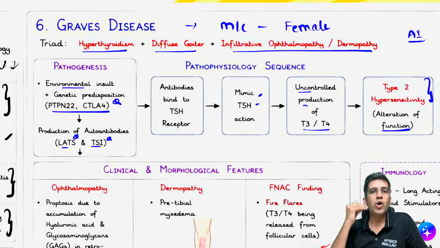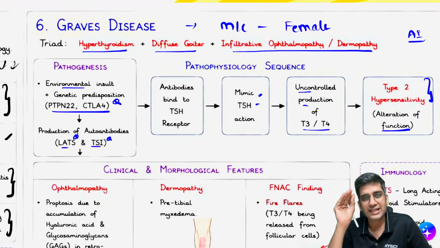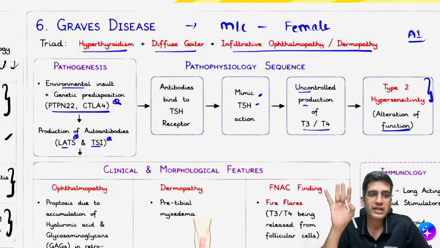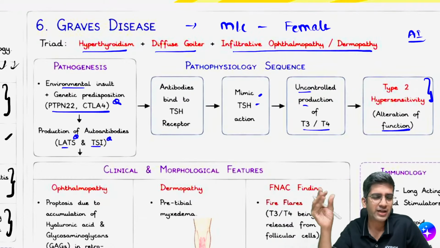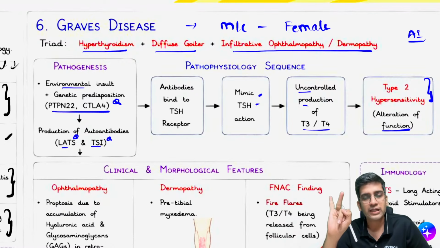Enough. So how do I diagnose Graves? Like I said, Graves is a triad and Graves is a clinical diagnosis, right? Microscopy, FNAC is not done, but still I will tell you the FNAC finding. No one does surgery or biopsy for Graves at all. Biochemical is required, clinical is required, right?